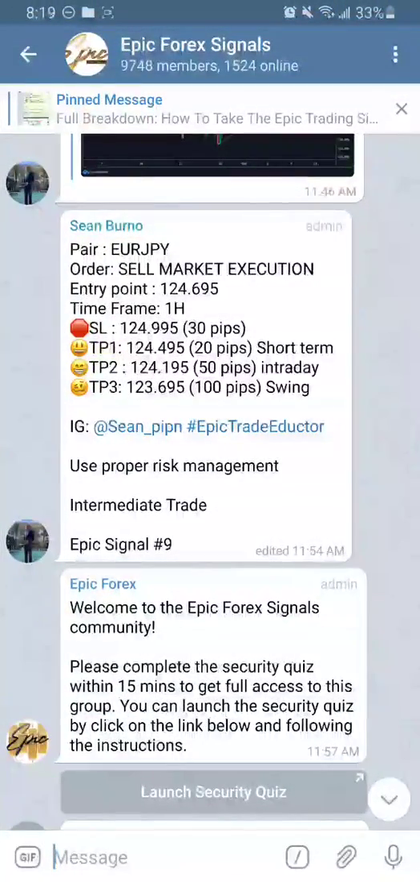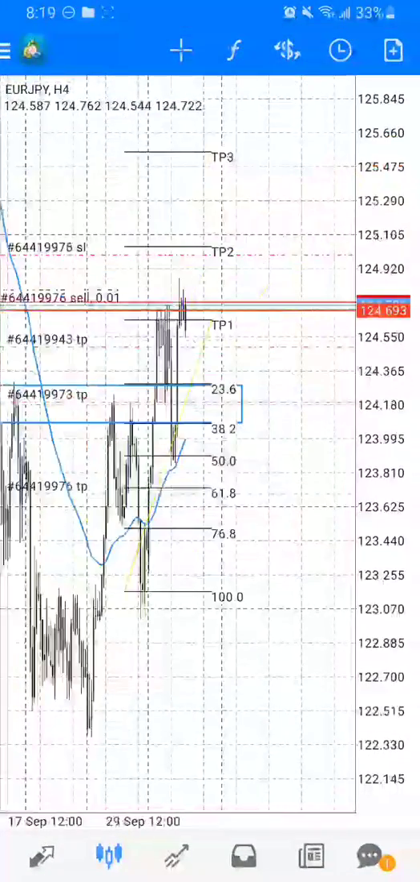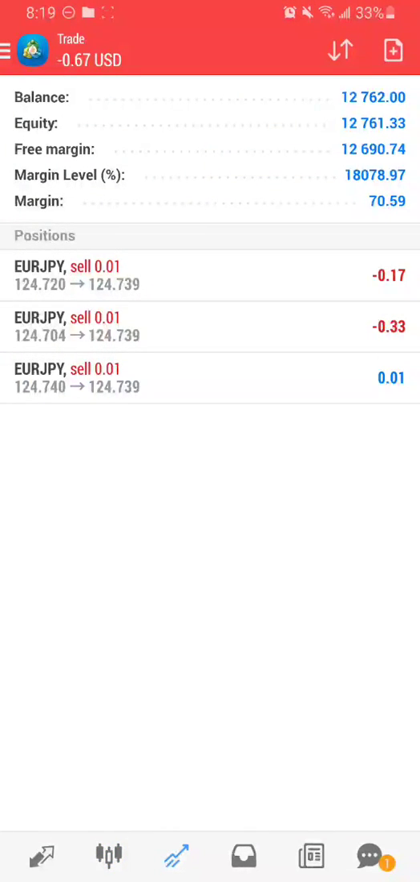All right, if you wanted to use all 3 take profits, you can do what I just did, or you can place one position with a bigger lot size to go to TP1 and move your stop loss into profit as it's going into profit. Okay, so how you move your stop loss into profit is, first your trade needs to be in profit, okay, before you can move your stop loss into profit.